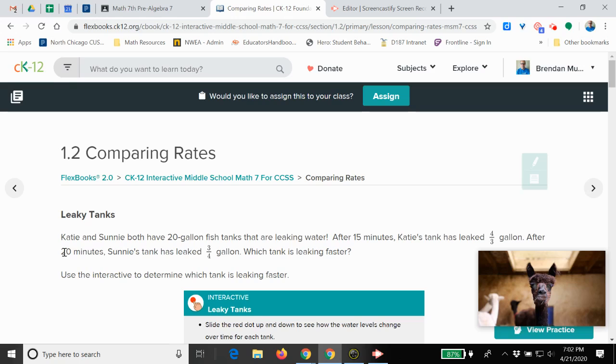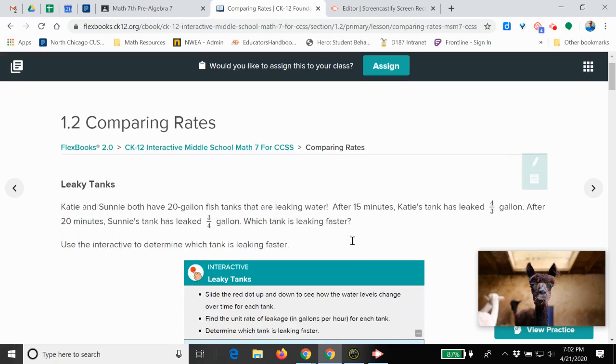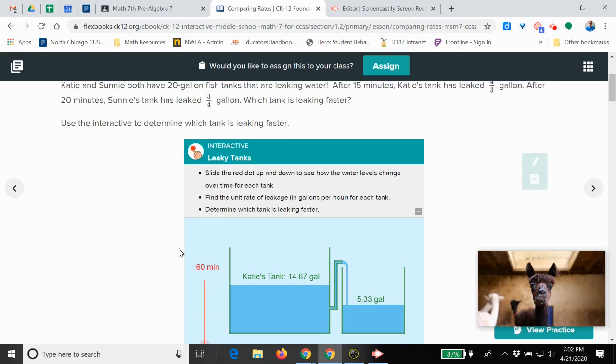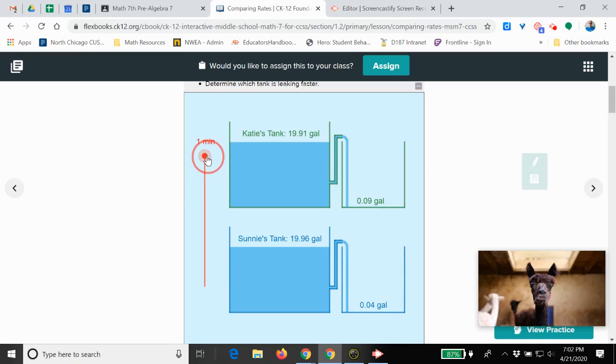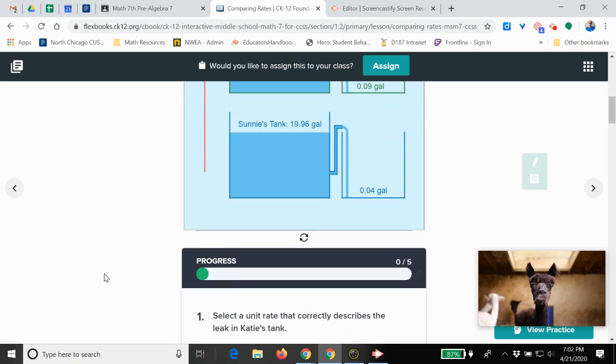So how do we get that into a unit rate? We could divide 3/4 divided by 20 to give us the amount in 1 minute, and 4/3 divided by 15 would give us the amount in 1 minute. Luckily they have this nice little thing here. So if I did 1 minute, then Katie's going 0.09 gallons per 1 minute, and Sunny's doing 0.04 gallons per 1 minute.